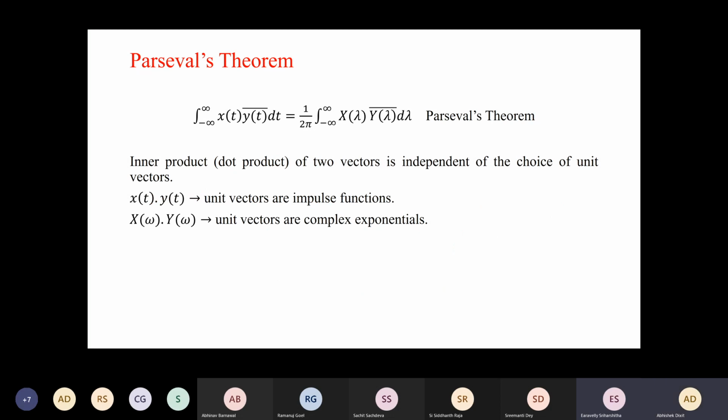So if I look at Parseval's theorem, I have said that the inner product is independent of the choice of unit vectors. The unit vectors in this case, what are they, by the way? When I'm writing x(t) y(t) conjugate, recall that the unit vectors here are impulse functions. And here you can also calculate inner product by this, and the unit vectors in this case are complex exponentials. So inner product is independent of the choice of unit vectors. It's a unitary transform. Inner product remains the same, whether you do this on the original signal or on the transformed signal.